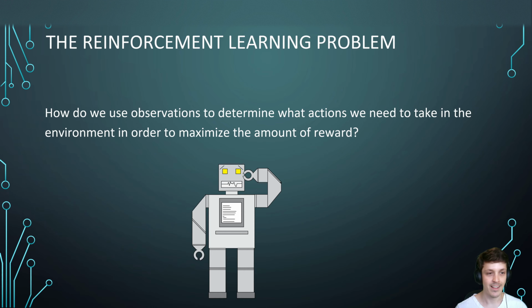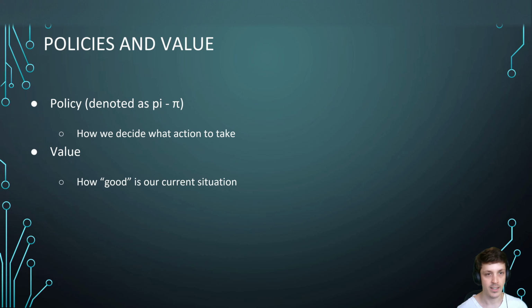Okay, so now we've got an overview. How do we actually use these observations and rewards to actually determine what actions we need to take? So we're going to define two more concepts: the policy and the value. The policy is the method by which we decide what action to take. So given some observation of the state of the environment, the method by which we choose the action to take is our policy. The value is how good our current situation is, right? It's an assessment of the current state of the world, and depends on what our task is.